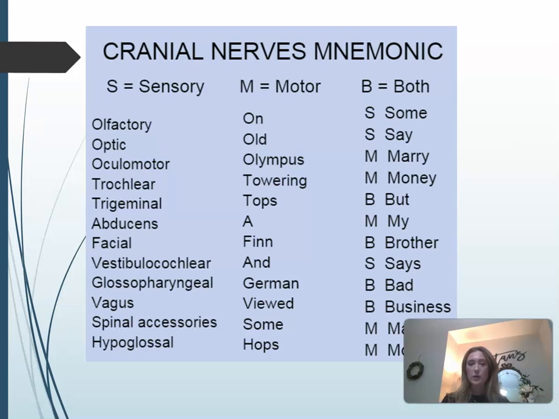And these are some cranial nerve mnemonics that are just helpful. You can choose whichever one you want just to help you remember all of the cranial nerves and the order of them.